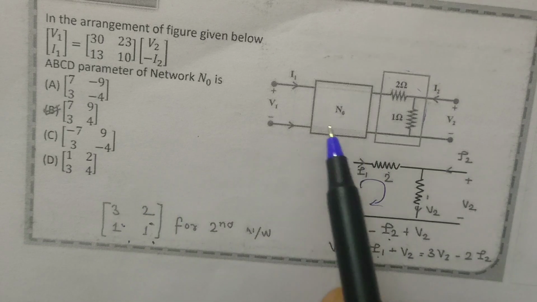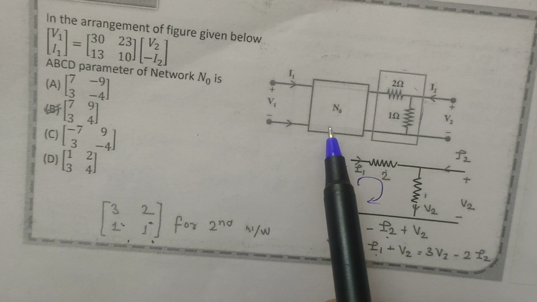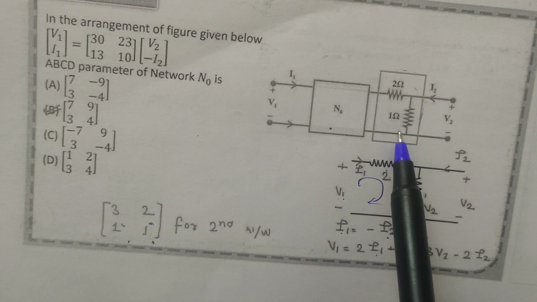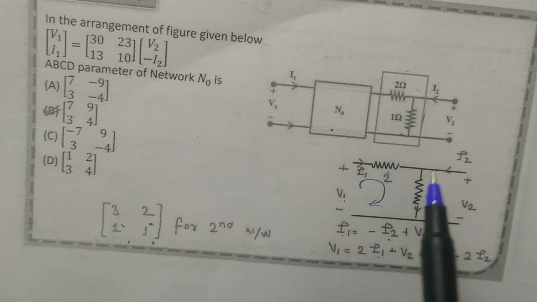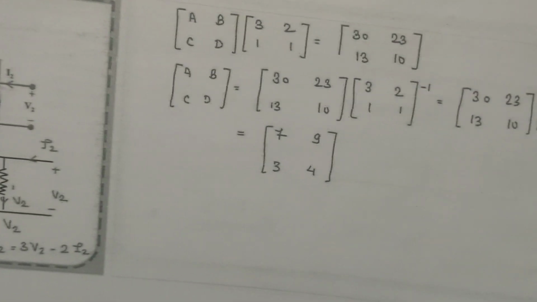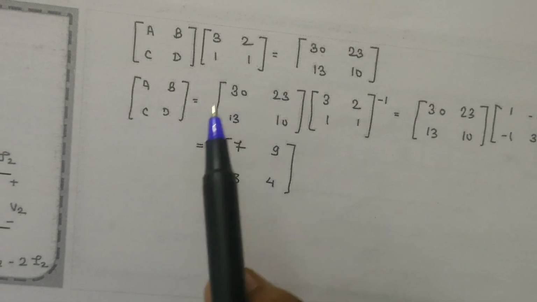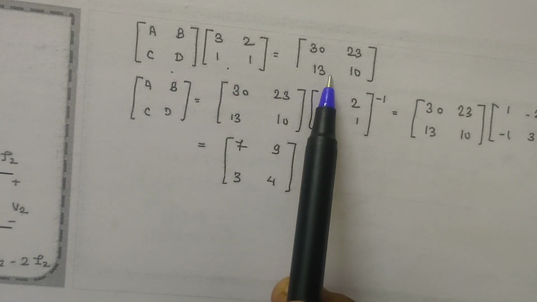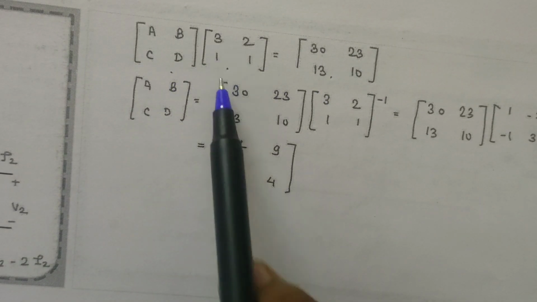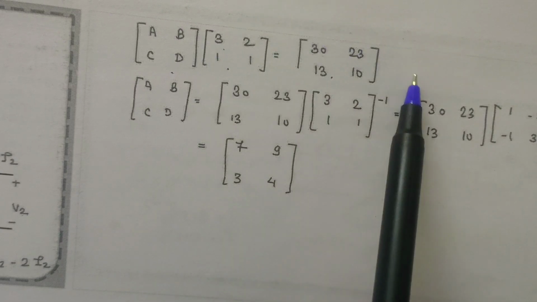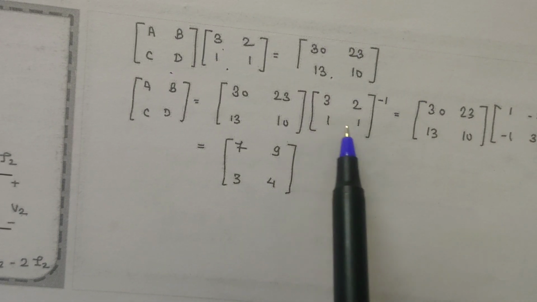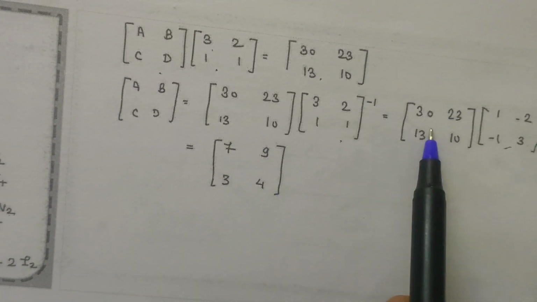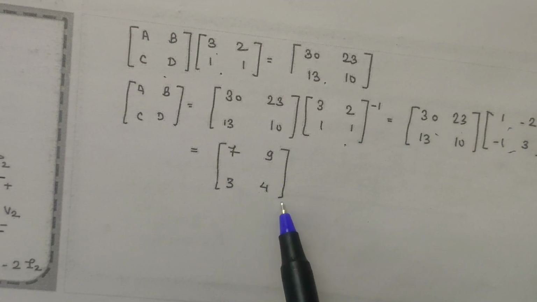Now this network has ABCD parameters. It is cascaded with these parameters, so both have to be multiplied. You will get like this. ABCD is multiplied with the second network, you will get the final value. Now shift this matrix to this side, you will get inverse. By finding the inverse, you will get the values as this much, and by multiplying these both matrices, you will get values as 7, 9, 3, 4.